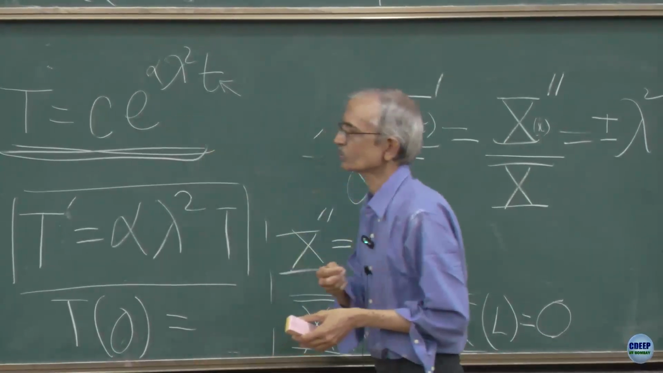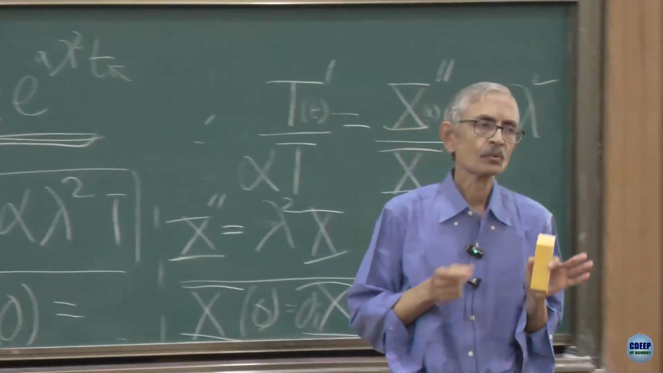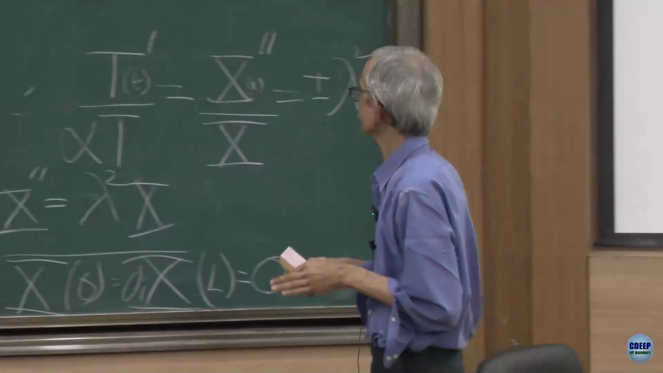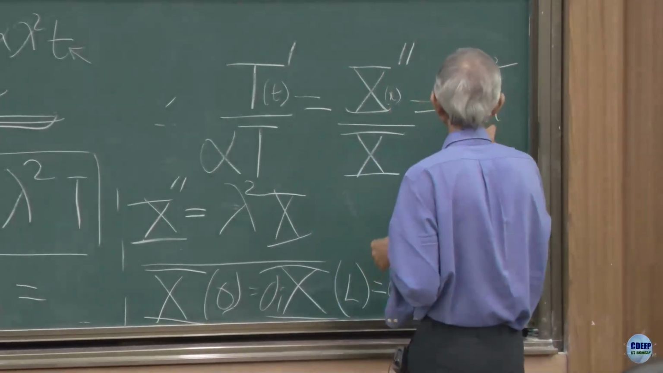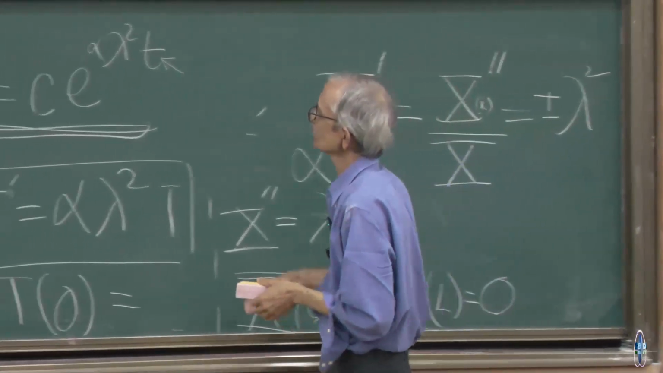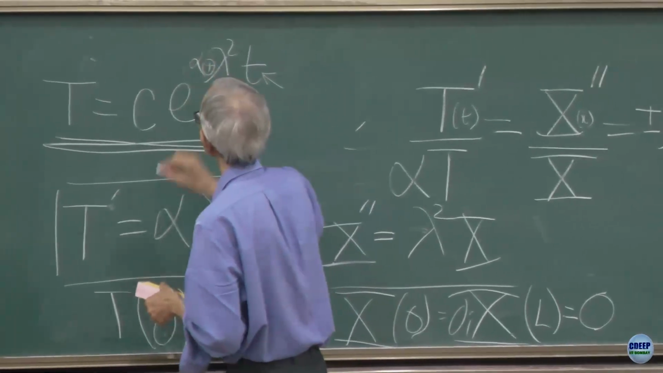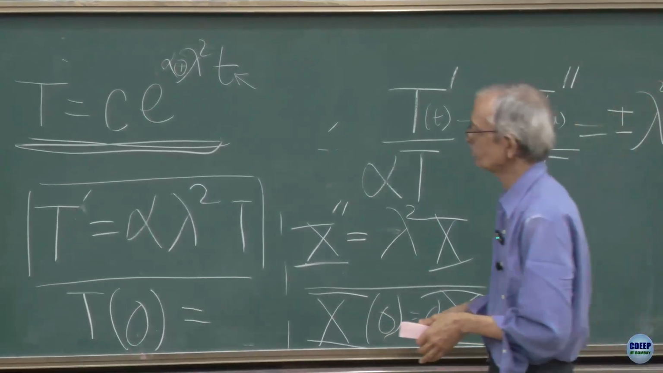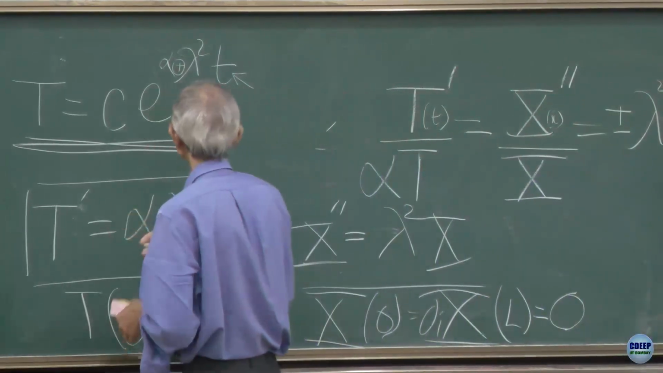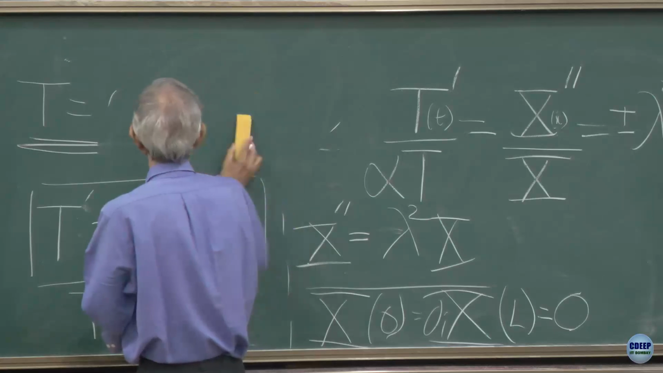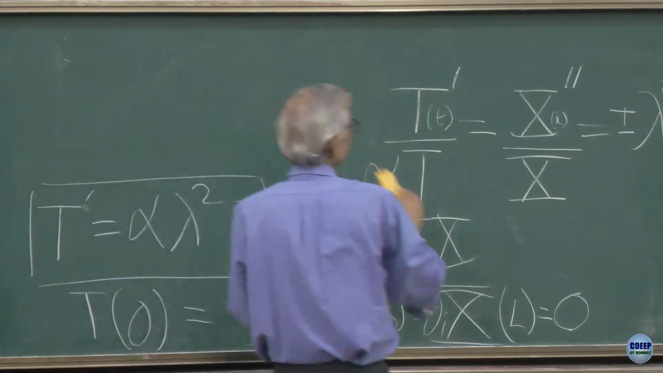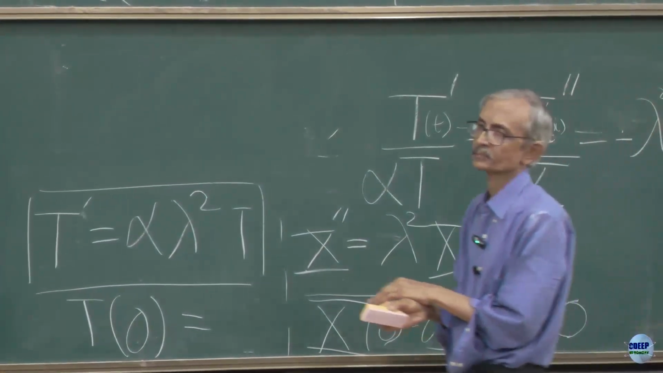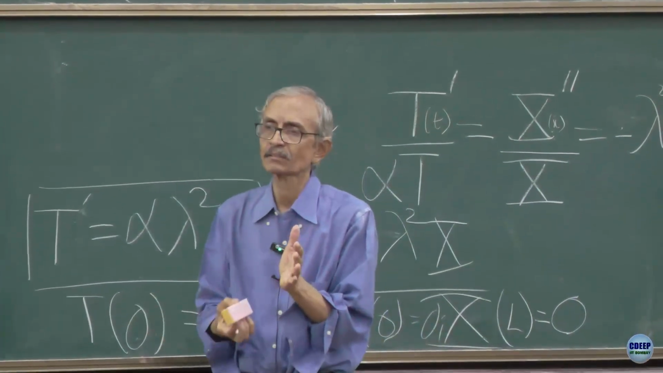What can I say about this guy? Okay. So far we have said nothing about this lambda square. We have just said it's a constant, it could be a plus constant, it could be a minus constant. So if this were a plus lambda square, which is what we have done so far, the solution blows up, and therefore plus lambda square is not acceptable to me as a solution. So that's the argument that we are making.